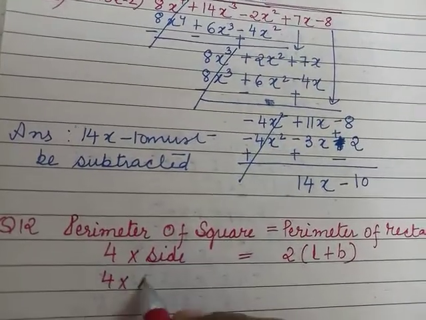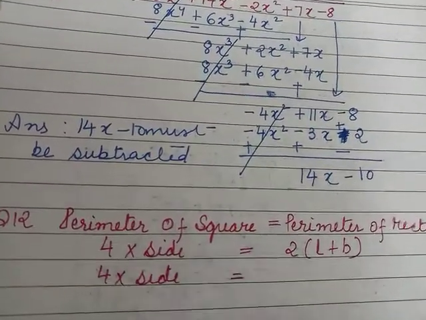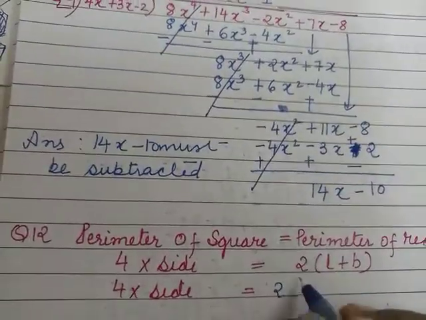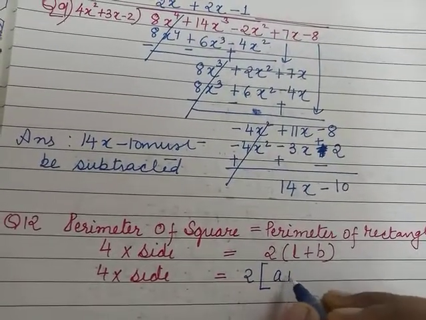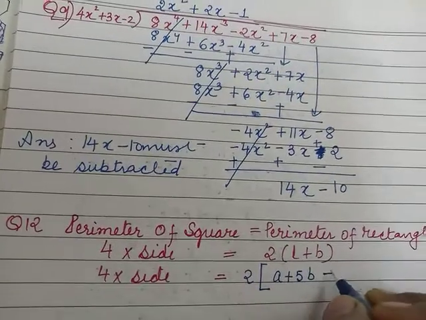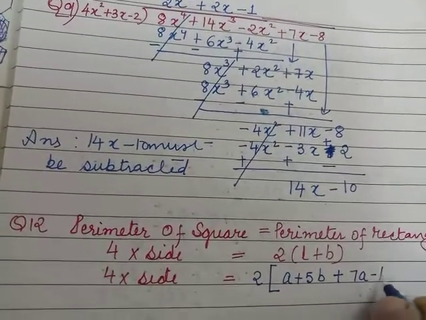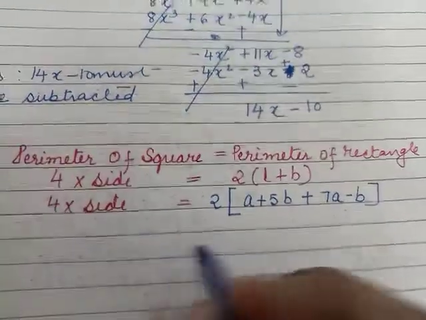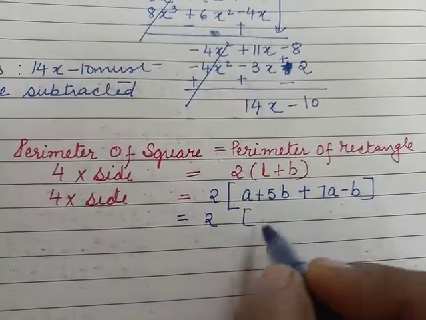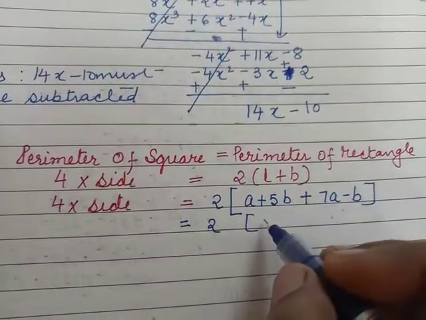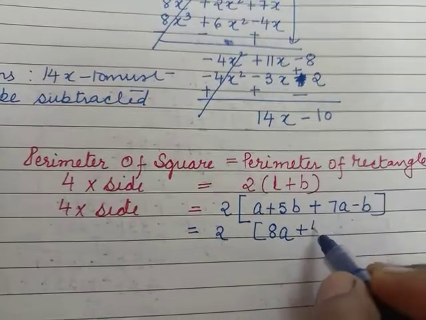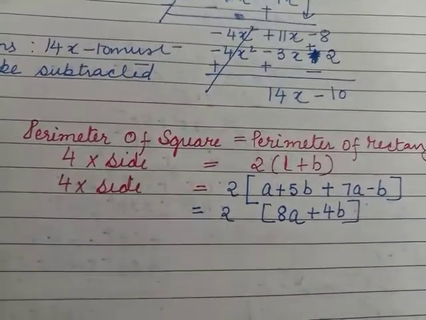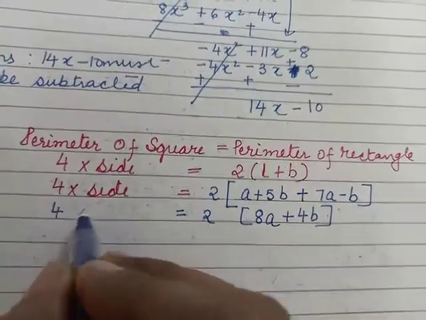Now 4 into side is equal to, we substitute the value of length and breadth. So 2 into the length, which is given to us as A plus 5B, and the breadth is given to us as 7A minus B. So what we get here, 7A plus A will give you 8A, plus 5B and minus B will give you plus 4B. So this is the perimeter of a rectangle, that is equal to 4 into side.